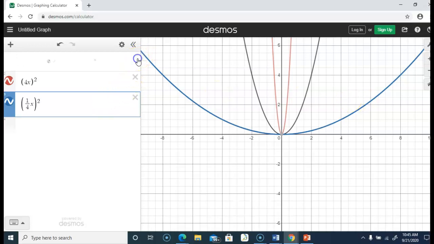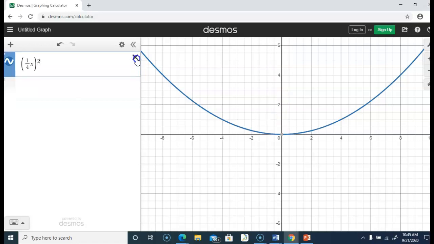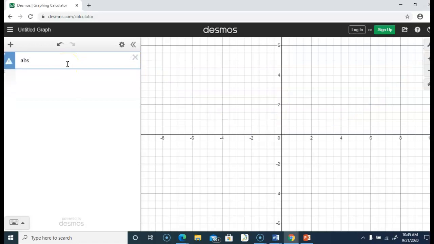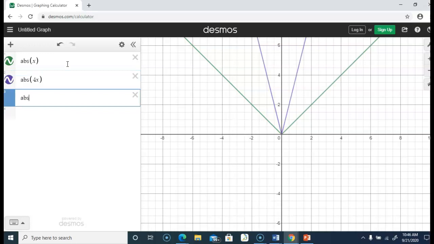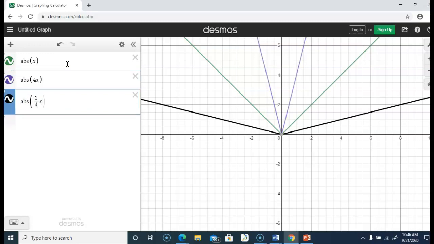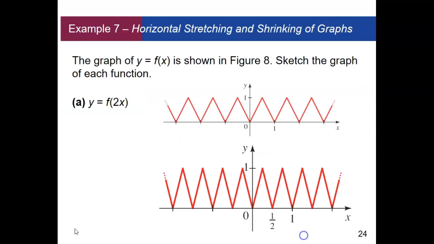Okay, let's look at the absolute value graph for just a minute here, and then we'll move on. So we've got our basic parent graph, and let's look at the absolute value of 4x. You can see that inside there, it actually shrunk it horizontally. And then if I look at 1/4 x inside, you can see that it stretches it horizontally. And some of these horizontal effects are very similar to a vertical effect as well. So keep that part in mind.